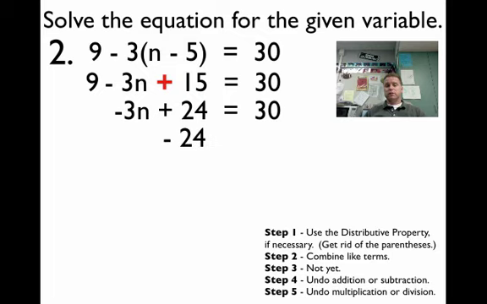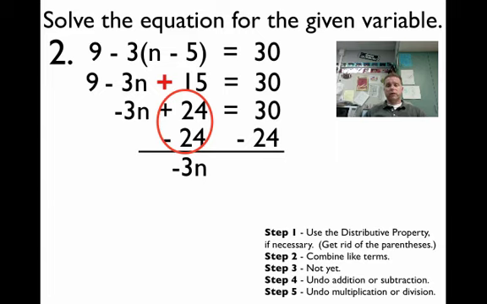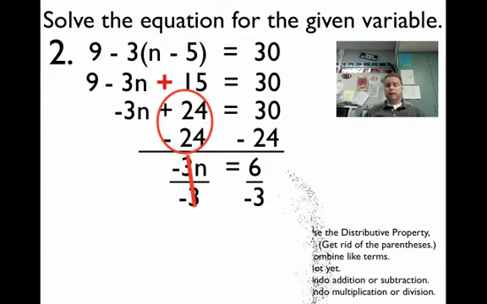Step 4, subtract 24 from both sides. That'll zero out, and that gives us negative 3n. 30 minus 24 is 6. Divide both sides by negative 3, and we'll get n equals negative 2.